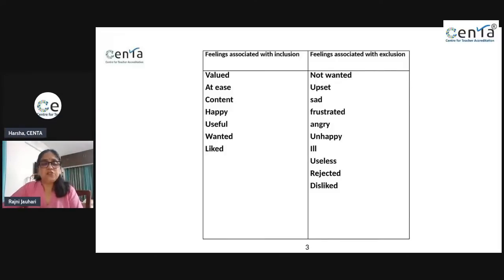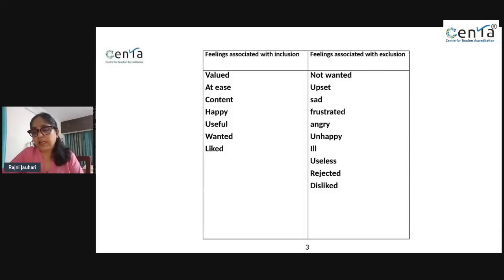Okay, now let's go to the next question. I want to know, why do students feel excluded? Definitely we don't want them to feel excluded, but yet students go through this feeling of being excluded. Can you give me a quick response on this? What could be the possible reasons why students feel excluded?